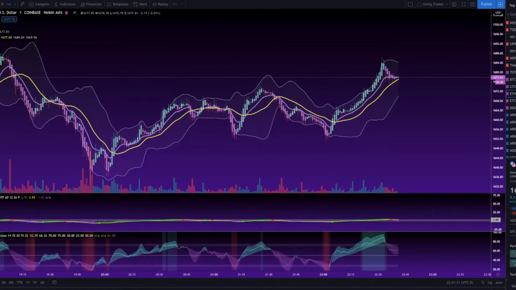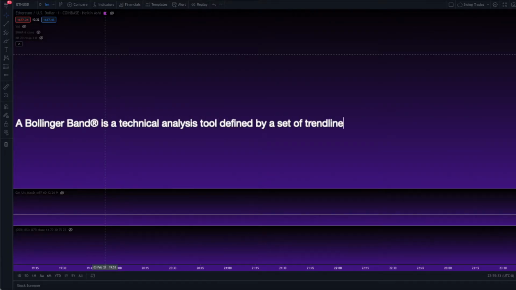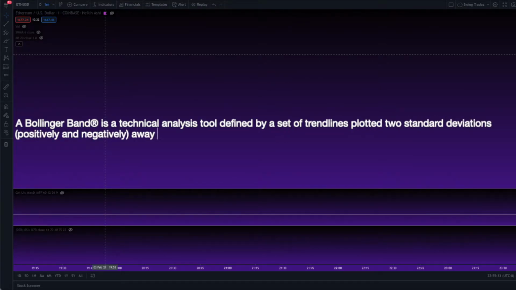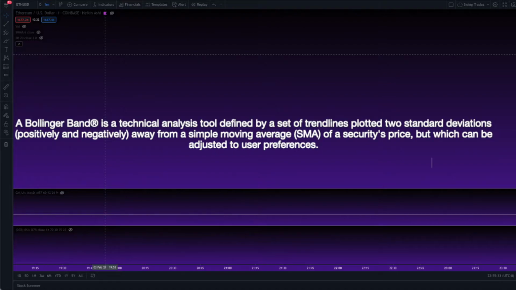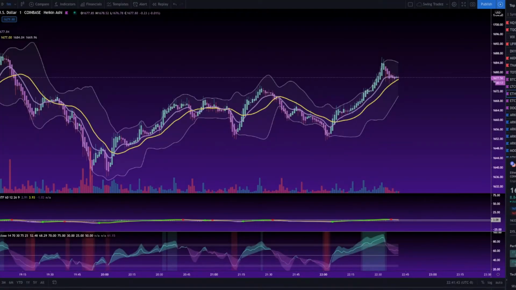Let's quickly go over the definition. A Bollinger Band is a technical analysis tool defined by a set of trend lines plotted two standard deviations, positive and negative, away from a simple moving average of a security's price, but which can be adjusted to a user's preference. However, I like to go over a simple visual to make it easier to understand.